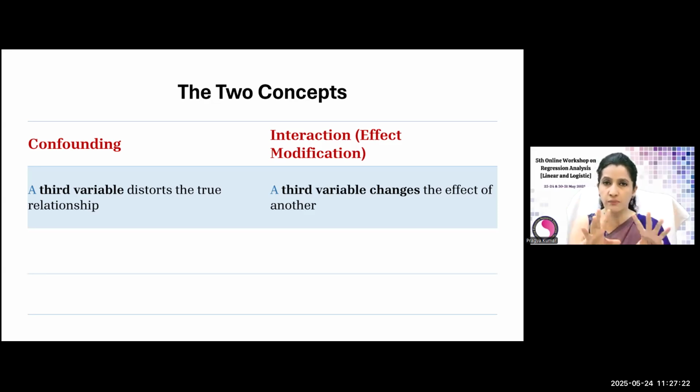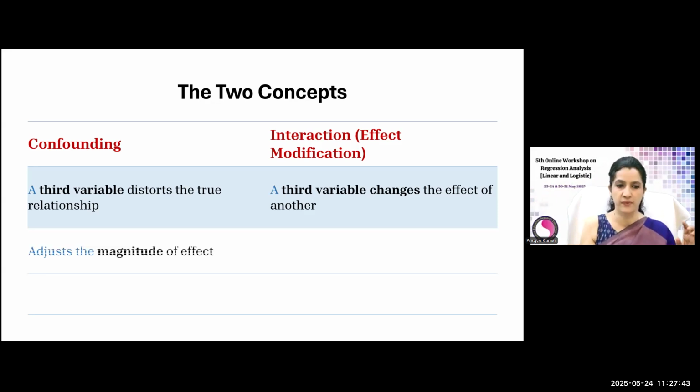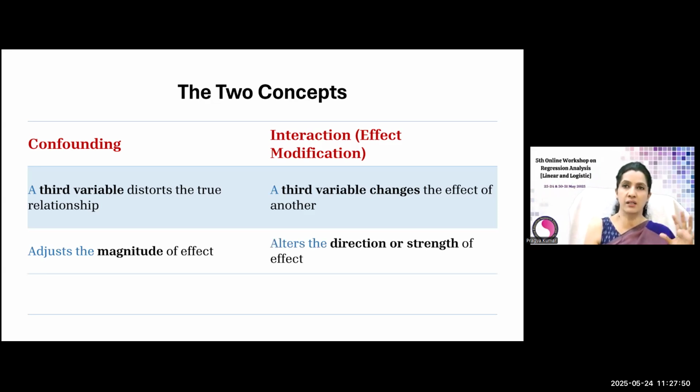Have you understood the difference? Let's say it is a mobile camera. If you are just cleaning the lens of your mobile camera to see something clearly, it is like a confounder. If you are zooming out to get a clear picture, it is an interaction or effect modification. The confounder adjusts the magnitude of effect, and it may alter the direction or strength of the effect also.